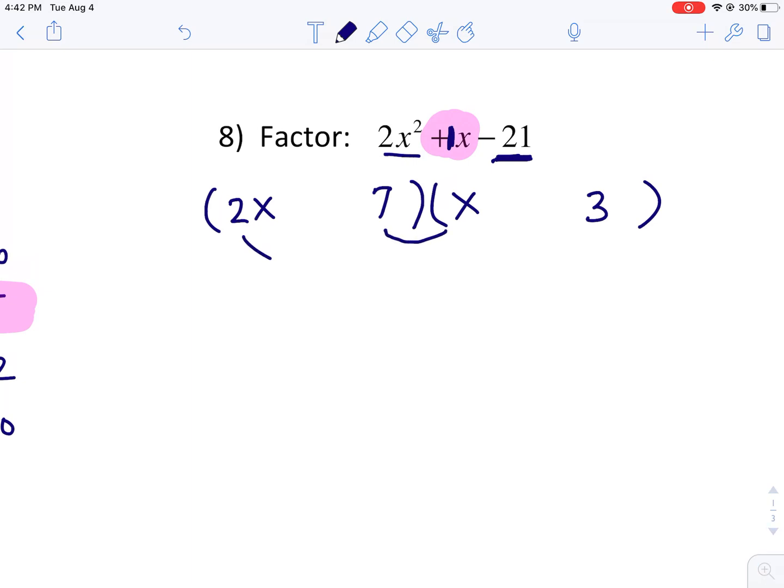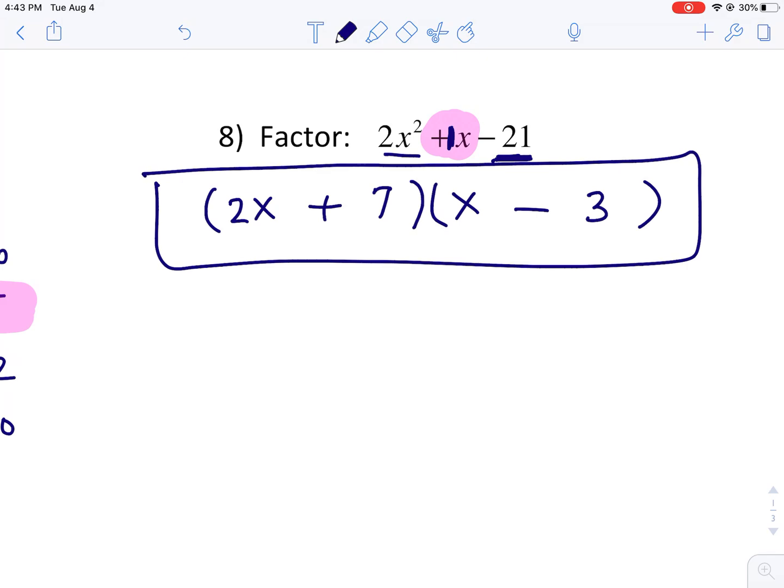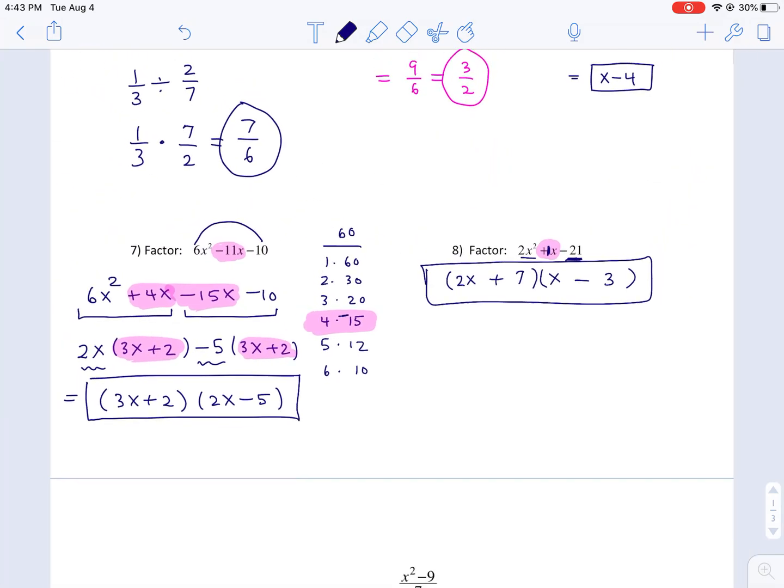Inside is 7x, outside is 6x, right? I got a 7x there. I got a 6x when you multiply there. 7x and 6x. Well, if I got a plus 7 and a minus 6, I'll get a 1. So I can go plus 7 and minus 3 times 2 gives minus 6. That's my answer. I've factored it. Okay.